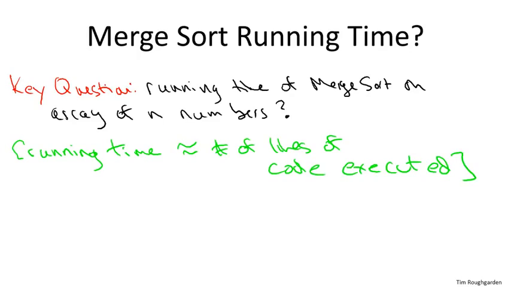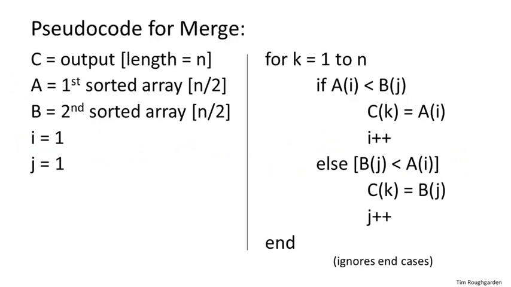So let's start with a more modest goal. Rather than thinking about the number of operations executed by merge sort, which is this crazy recursive algorithm which is calling itself over and over and over again, let's just think about how many operations are going to get executed when we do a single merge of two sorted subarrays. That seems like it should be an easier place to start. So let me remind you the pseudocode of the merge subroutine. Here it is.